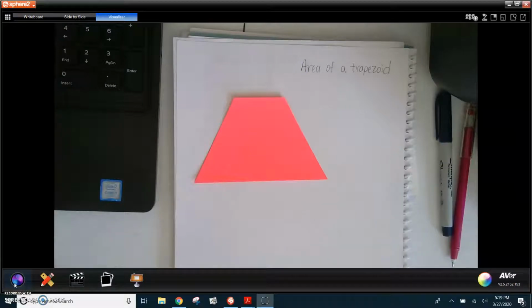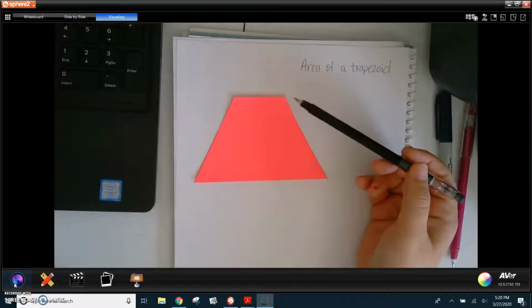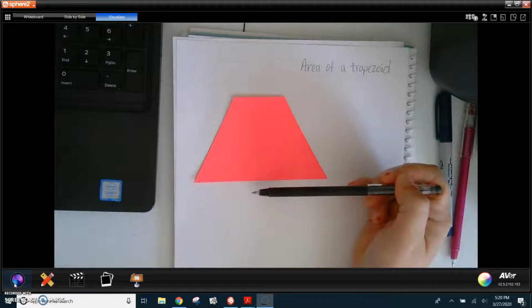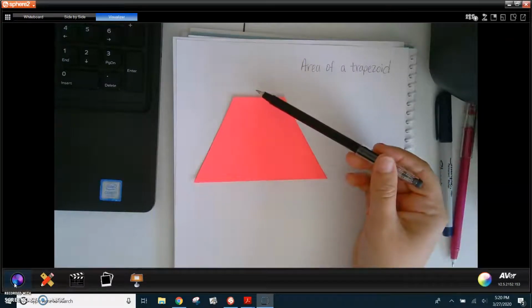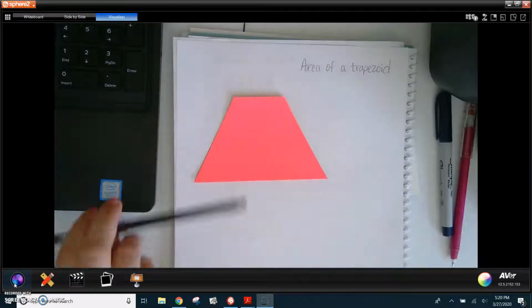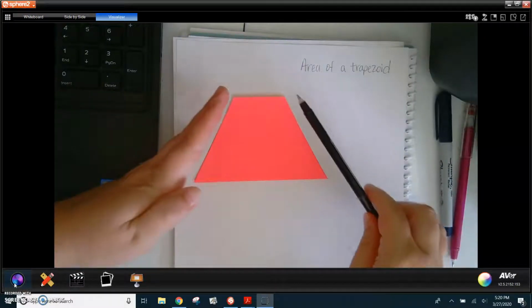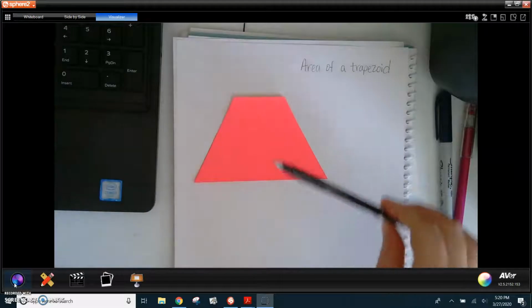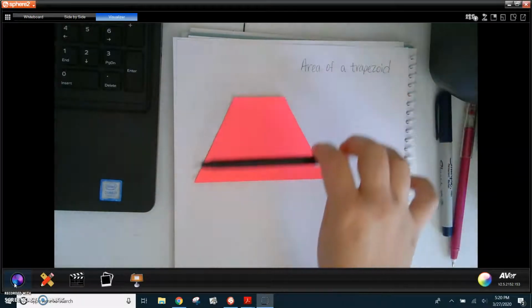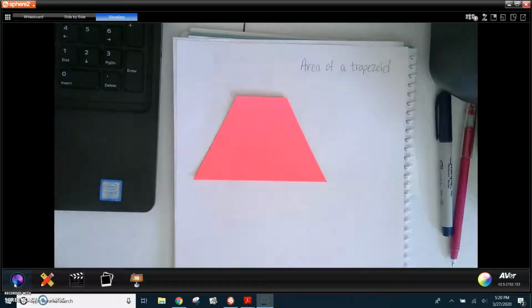Hello everybody. The purpose of this video is to find the area of a trapezoid. So a trapezoid is a special kind of quadrilateral. It has one set of opposite sides parallel. So the top and the bottom of this particular trapezoid are parallel, meaning that they will never intersect, but the left and the right side eventually would intersect. So a trapezoid, again, is when you have only one set of parallel sides.